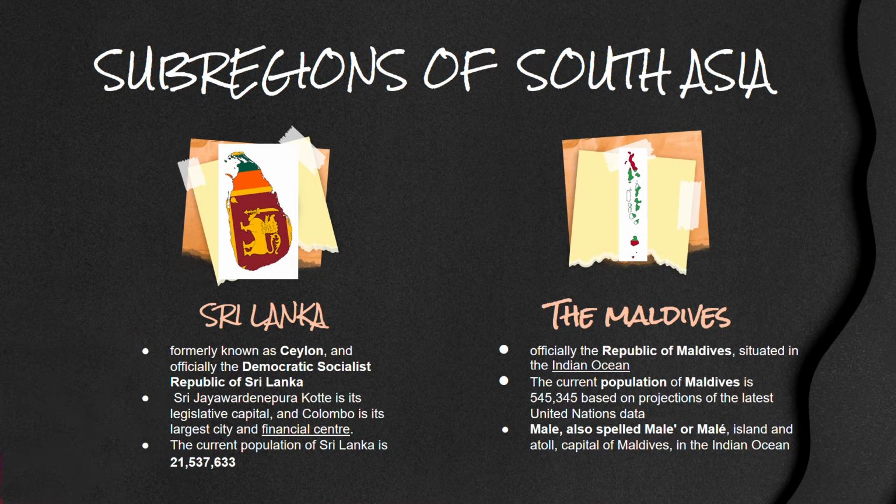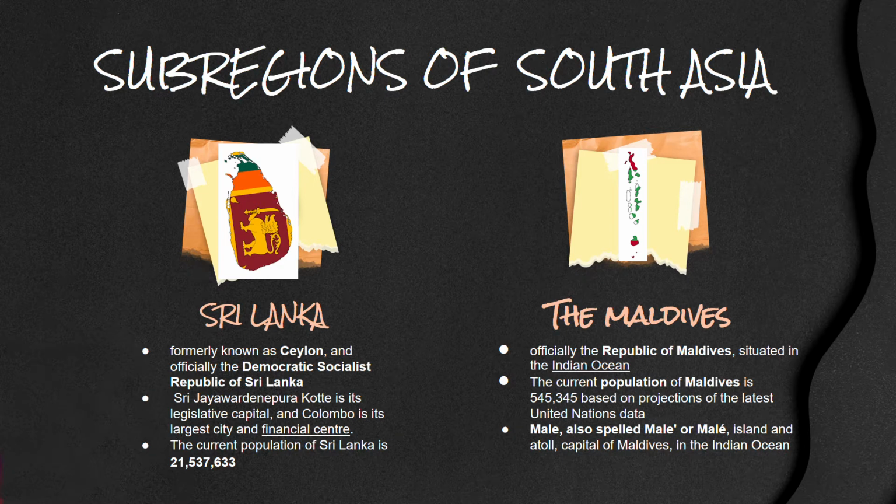Next, for the Sri Lanka country. Sri Lanka, formerly known as Ceylon and officially the Democratic Socialist Republic of Sri Lanka, is an island country in South Asia. It lies in the Indian Ocean, southwest of the Bay of Bengal, and southeast of the Arabian Sea. Sri Jayawardenepura Kotte is its legislative capital, and Colombo its largest city and financial center.